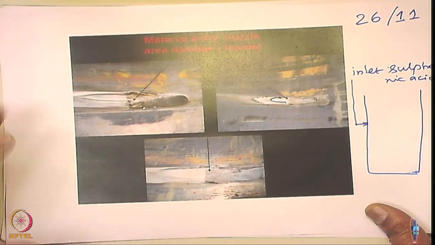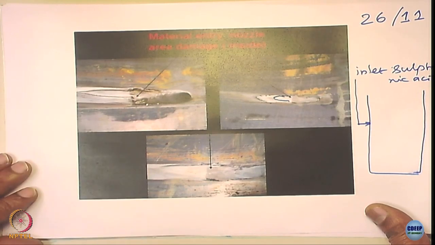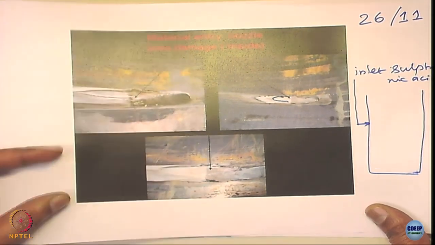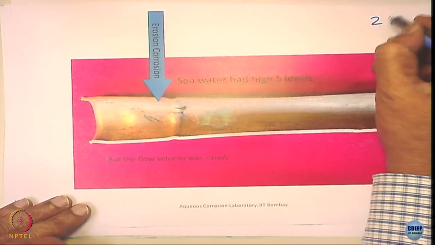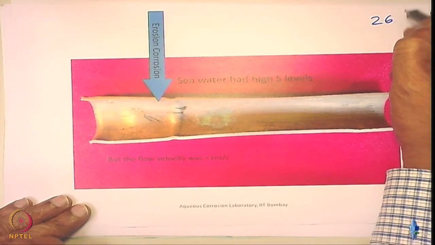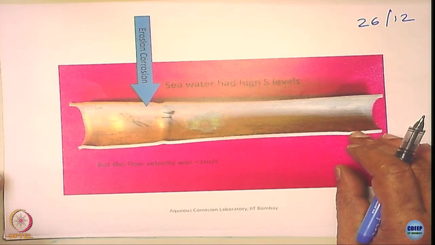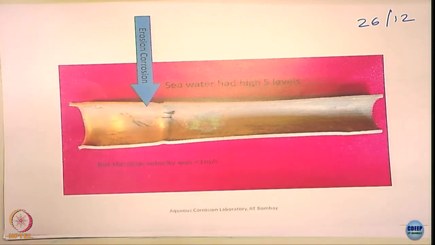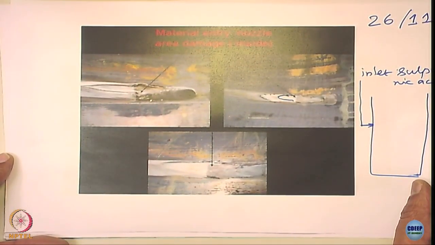This reactor did not even last for about 6 months. Within 6 months, the reactor starts leaking. Yes. The earlier one was a stainless steel. What you see in here is a stainless steel. It's not a carbon steel.